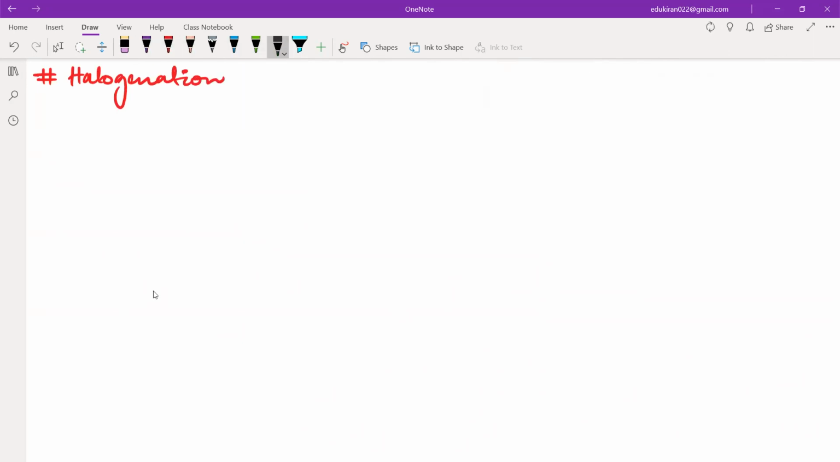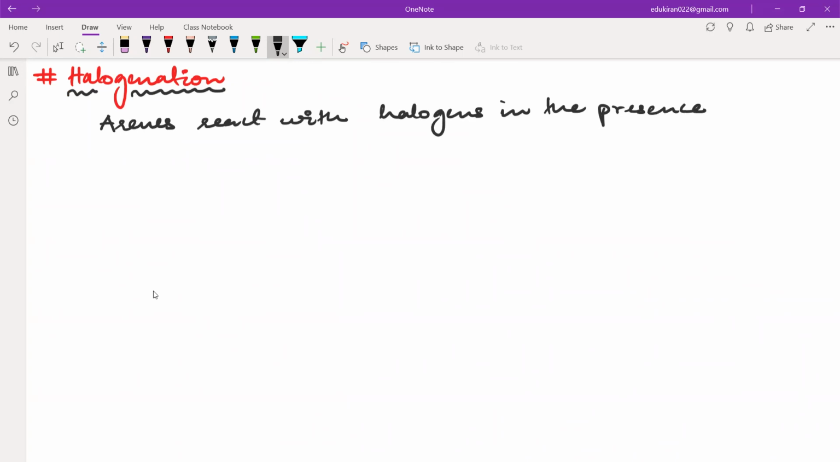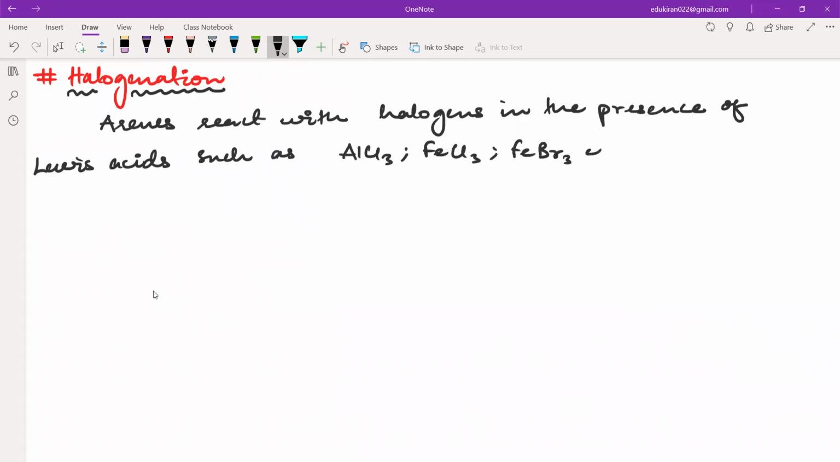In halogenation, we have a benzene ring, that is also known as arenes. So we have arene reacting with halogens in the presence of a Lewis acid such as AlCl3, FeCl3, FeBr3, etc., to form haloarenes.